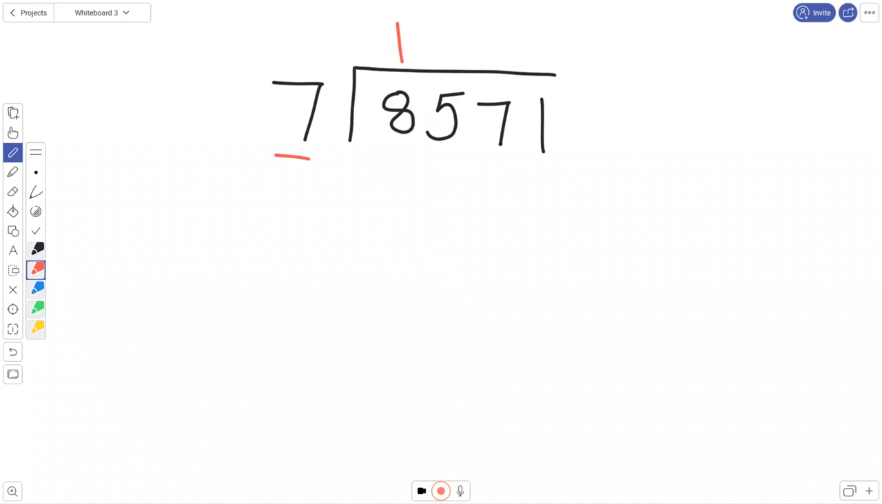Okay, so how many times does 7 go into 8? Well, 7 goes into 8 one time. Put the 1 up there. 7 times 1 is 7. And then I do my subtraction. 8 minus 7 is 1. Bring down my 5. Start the process again.